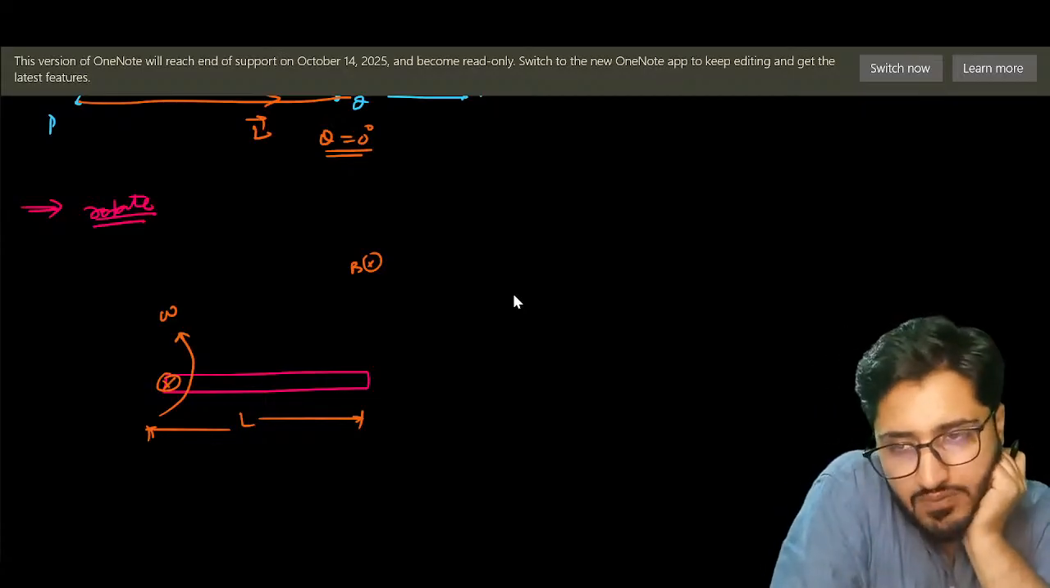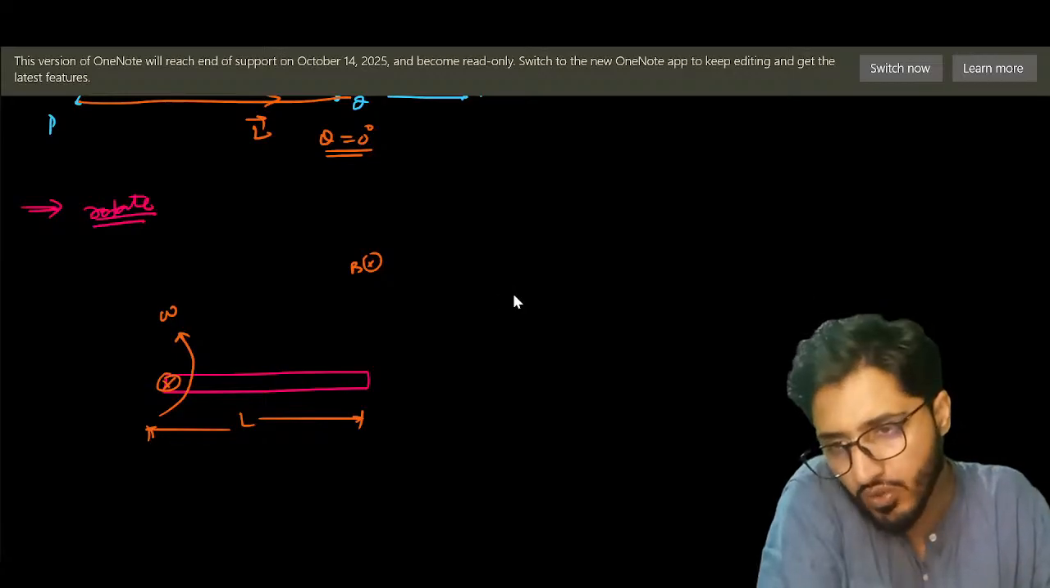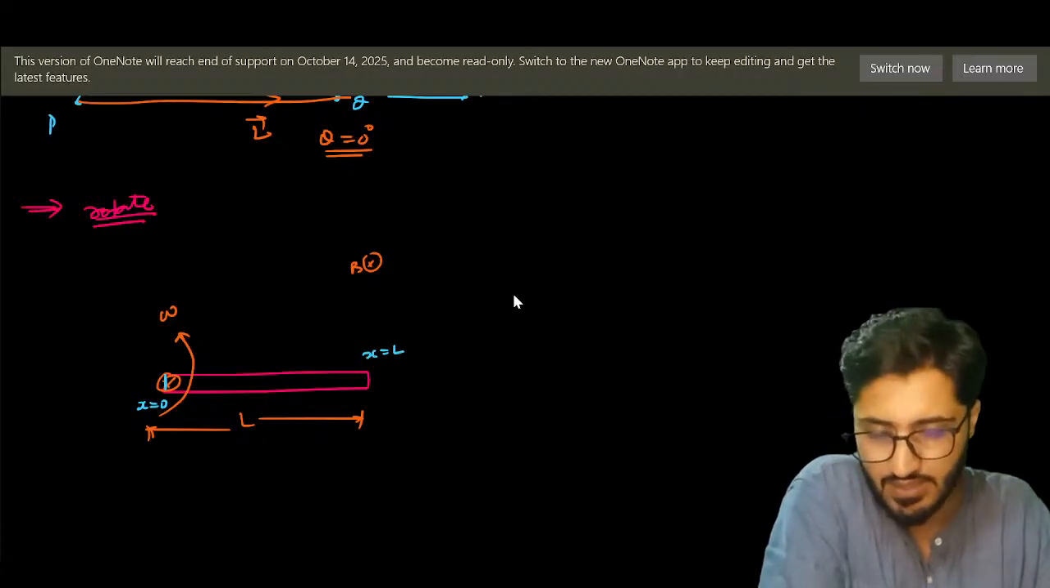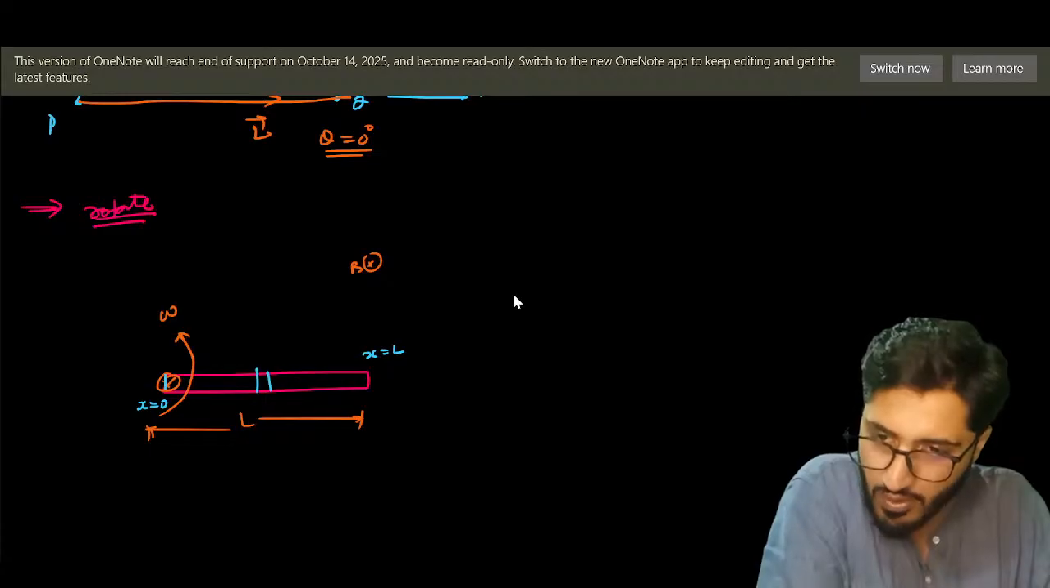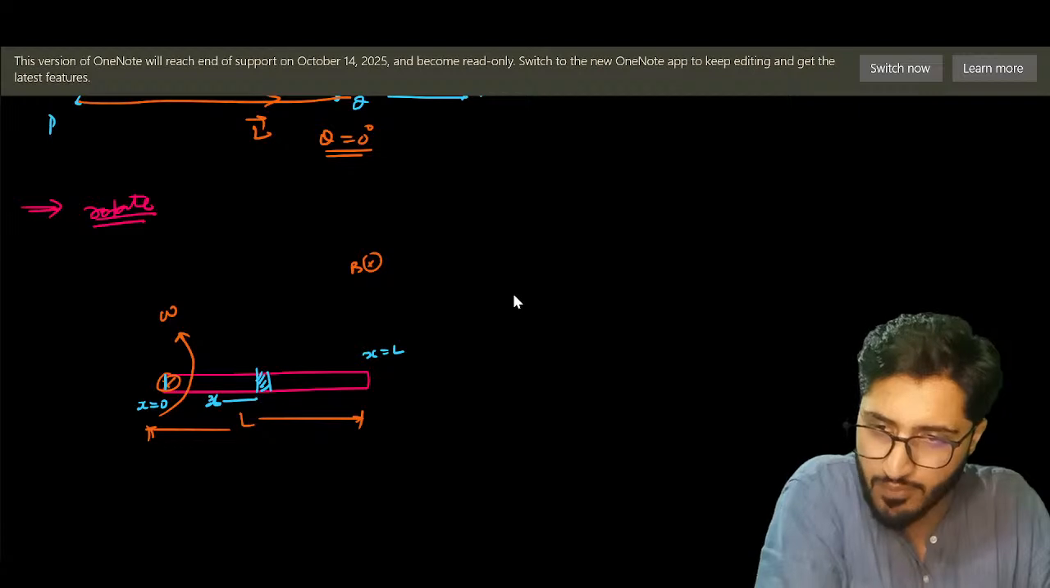How to find it now? First thing, and an important thing: you need to measure from this end. So take this as 0 and this as L. Let us take a small element here, X distance apart. Take a small element of dx.